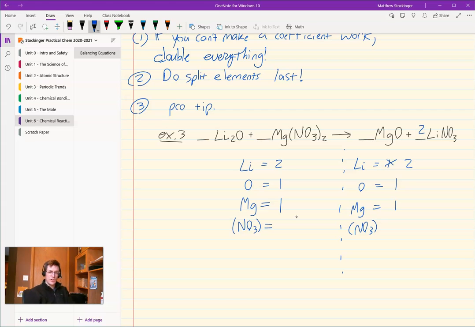Nitrates. This is where it gets important to think differently. I'm thinking about this whole thing as a single chunk, and there are 2 of those chunks, 2 nitrates. In the products, again, I'm thinking of this as a whole chunk. There's a coefficient of 2, so that means there's 2 of those chunks. And lo and behold, what looked so complicated really isn't. We're done already. It's balanced.